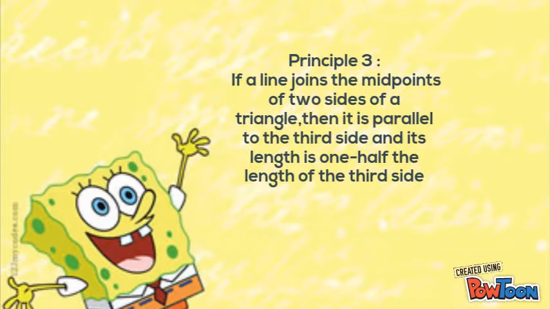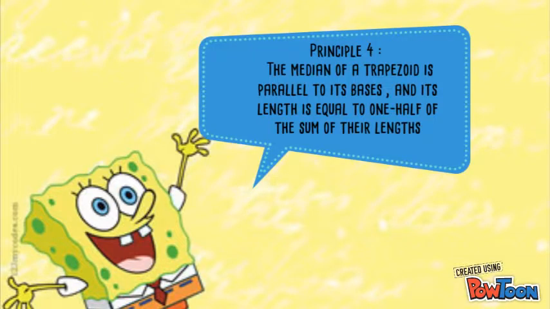Principle 3. If a line joins the midpoints of 2 sides of a triangle, then it is parallel to the third side and its length is 1/2 the length of the third side. Principle 4. The median of a trapezoid is parallel to its bases, and its length is equal to 1/2 of the sum of their lengths.